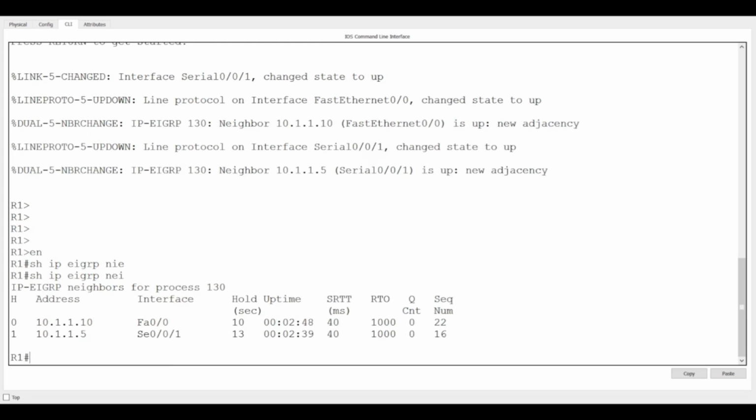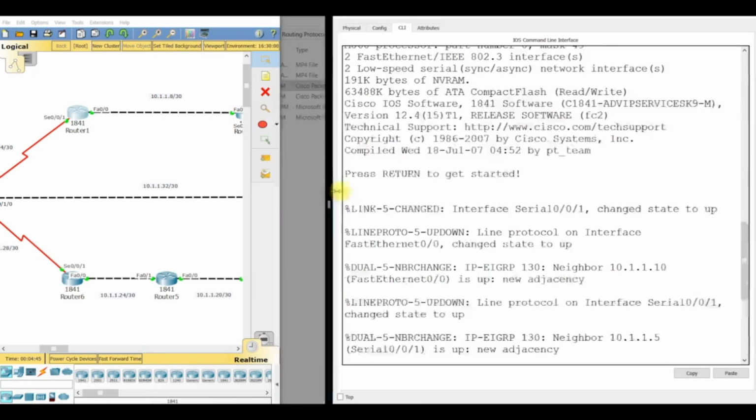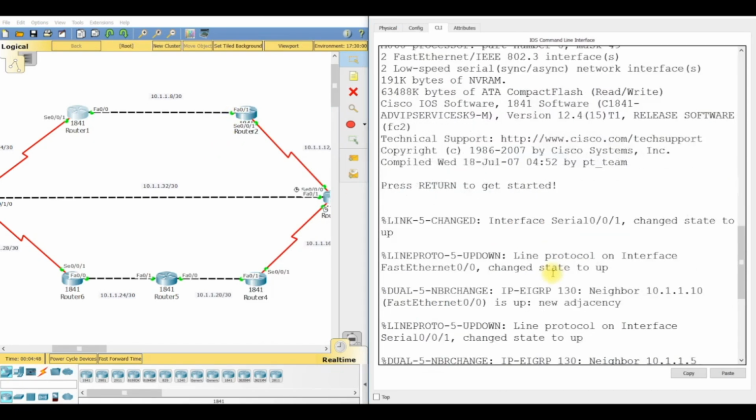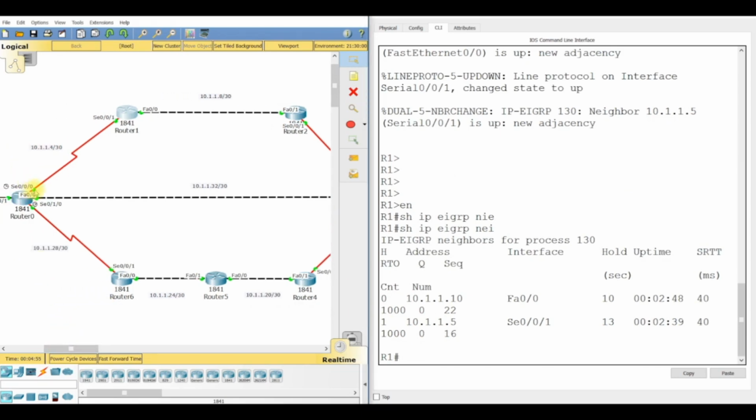That is it. And we see it here when we did that side-by-side comparison that this indeed is our neighbor, the 10.1.1.5 and the 10.1.1.10. So we're getting information through the serial 0/0/1 and the F0/0. That's the information we're getting from these particular routers, which are our neighbors. That's why it's called the neighbor table. I'll see you outside the lab.